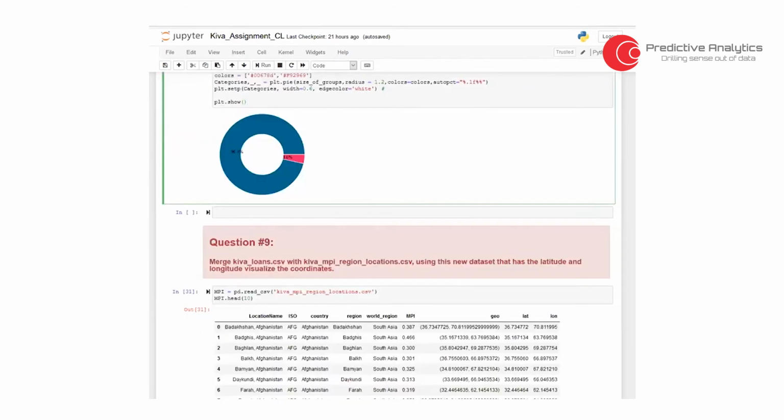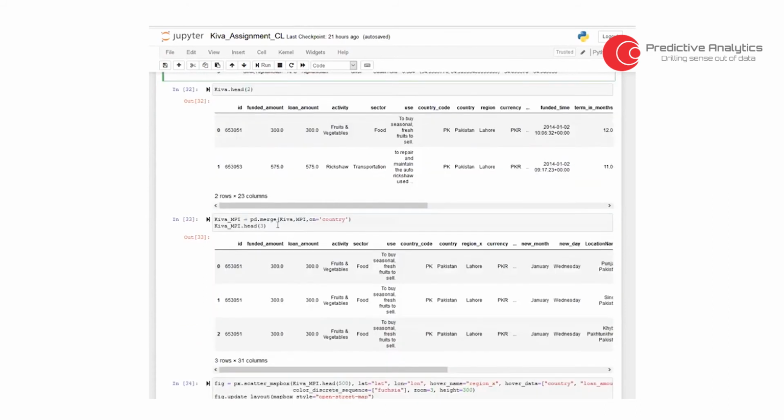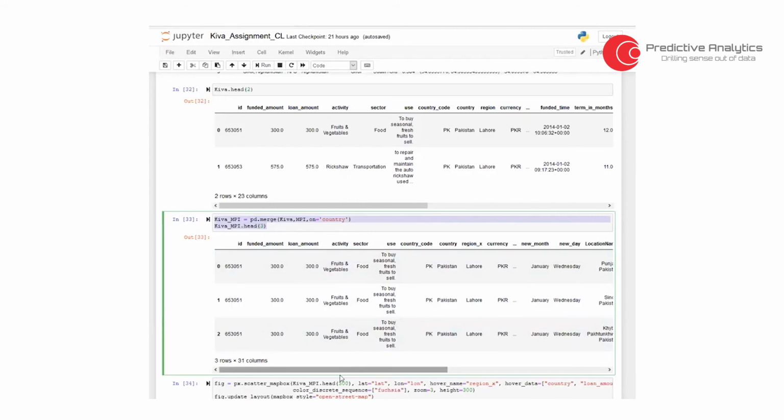So thank you. Then question 9 was concerning visualization. Merge equivalence and MPI region locations using the new data sets that have latitude and longitude, and then visualize the coordinates. So what I did is I read in the MPI data, which is here, showing clearly the latitude and longitude. Then I merged it with the Kiva loan, based on the country. Then I just did 3 of them because the data was so big, just to see what was happening.